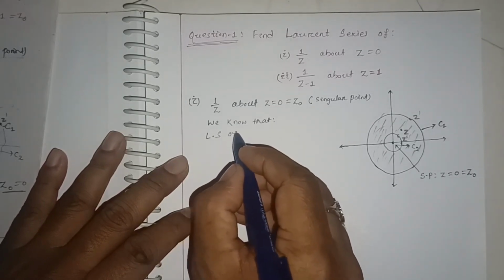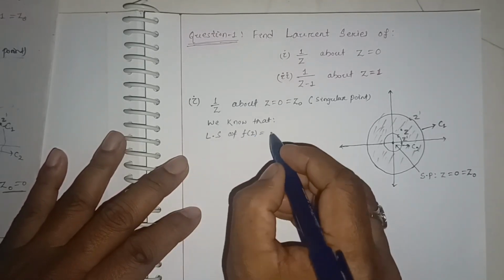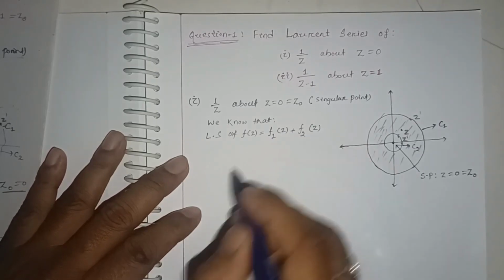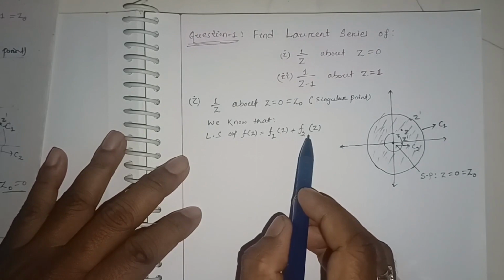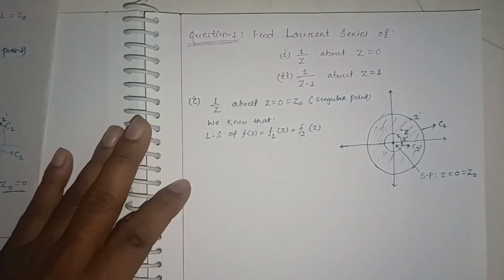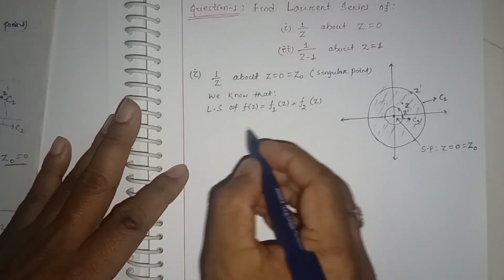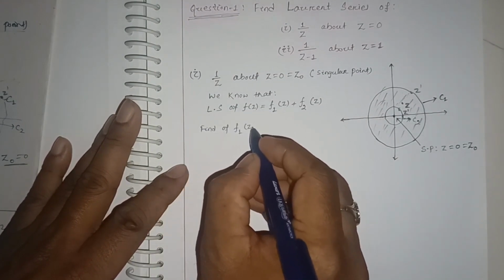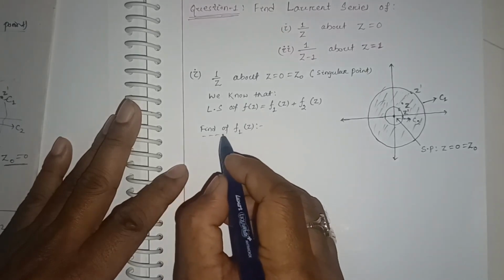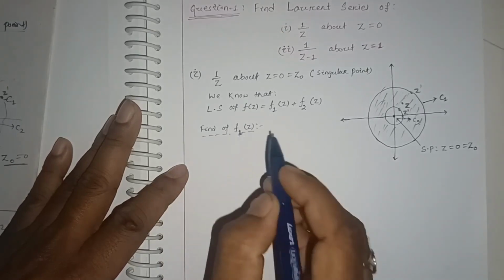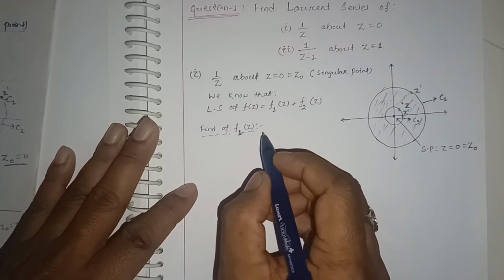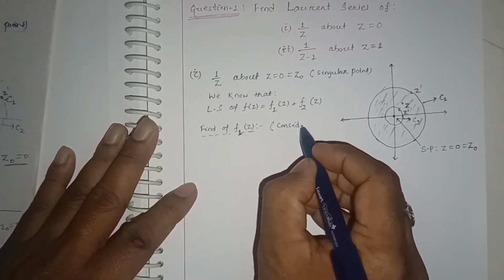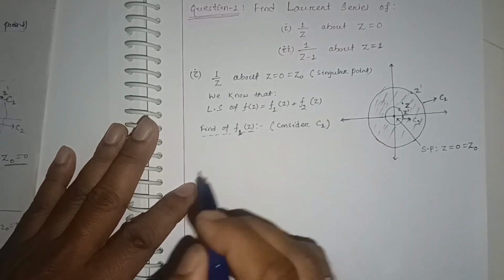The Laurent series of any function f(z) is nothing but f1(z) plus f2(z). So we have to find out f1(z) and f2(z), then we are going to add them finally. First we have to find f1(z). Put a small heading, finding of f1(z). So for f1(z) we have to consider C1.